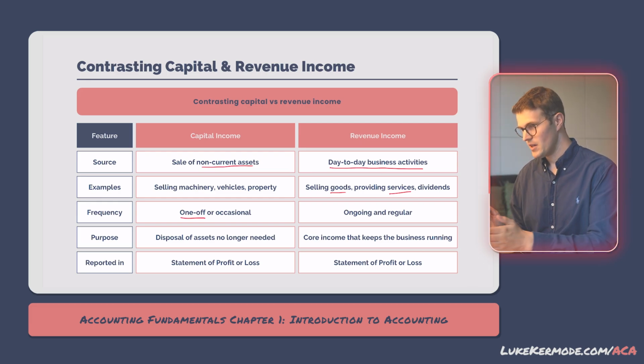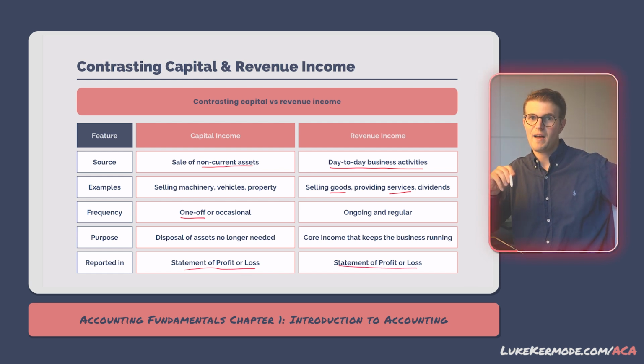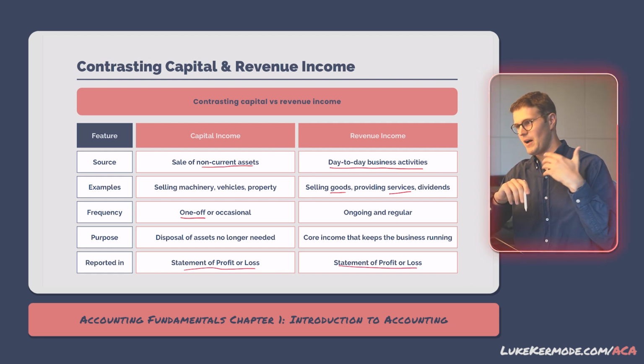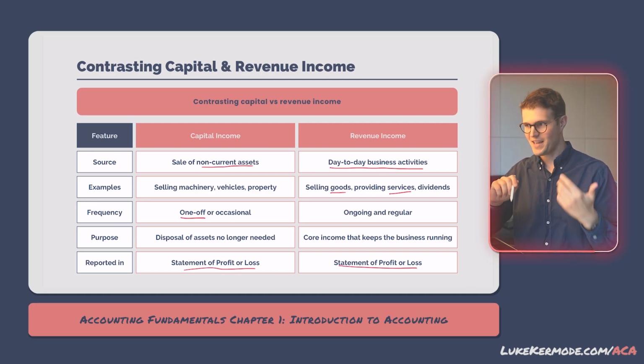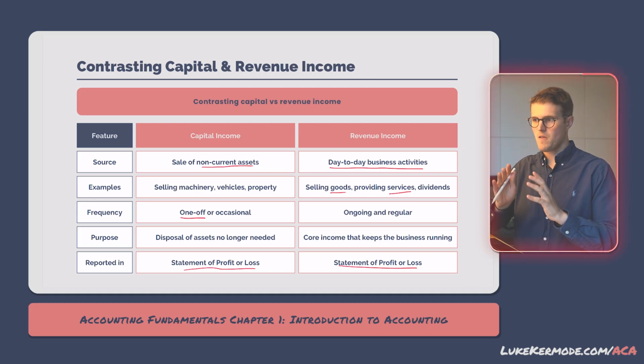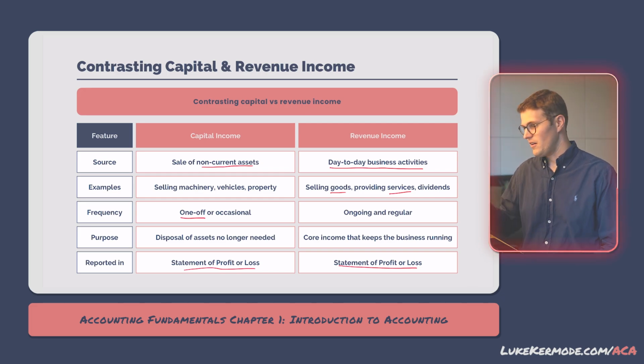Both types of income appear in the statement of profit or loss, but they tell different stories about the business. One is about growth and disposal, the other is more about operations and income sustainability. So understanding the difference is really important when preparing and interpreting financial statements.